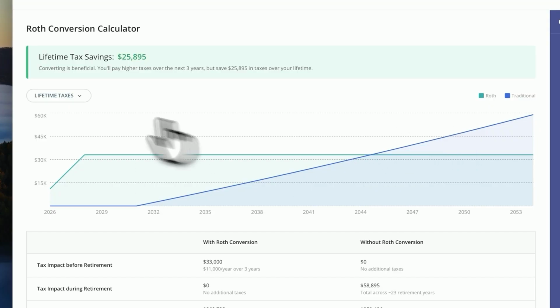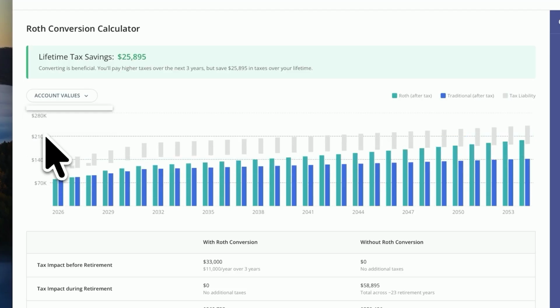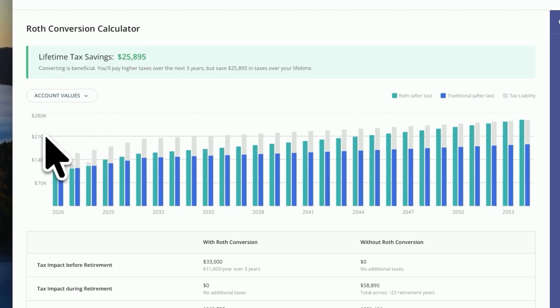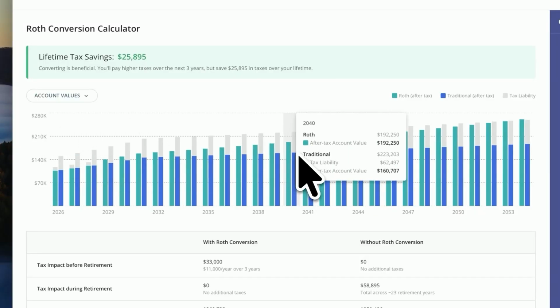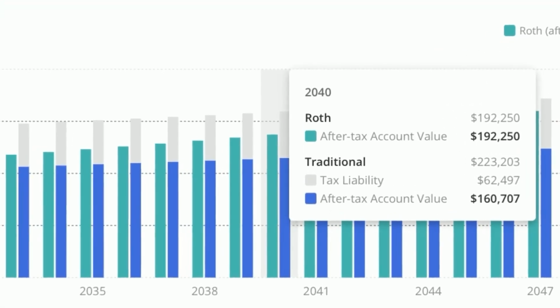The second is account value versus tax liability. This is a bar chart that shows not just how her account grows over time, but how her tax liability grows alongside it. Because the traditional IRA has a tax liability sitting inside it. Money she thinks she has that she doesn't. Seeing that visually is different than talking about it in the abstract.